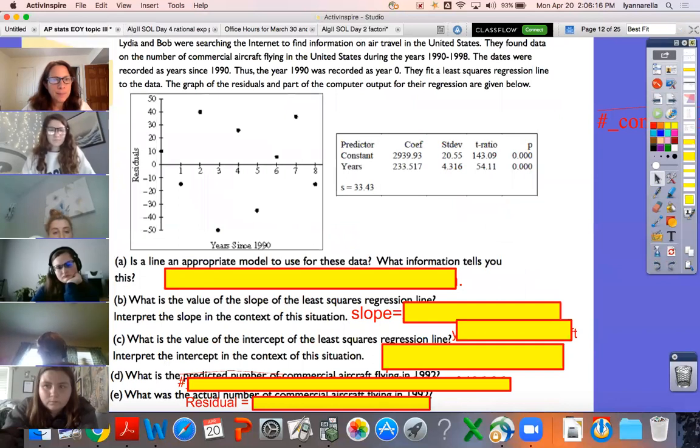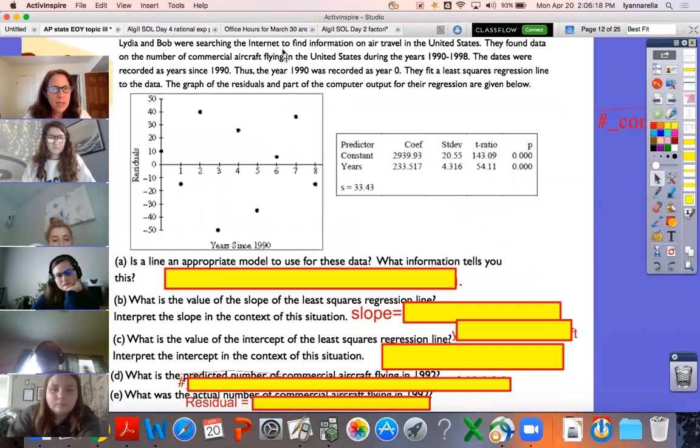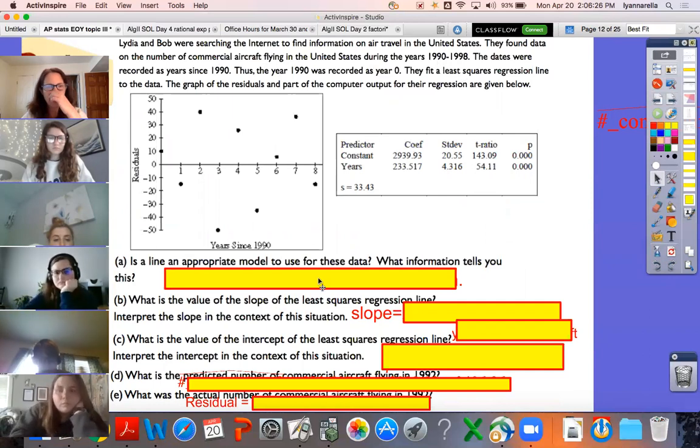Let's see. This is on air travel. How many commercial aircraft were flying in the US from 1990 to 98? And they're making the year 1990 the year zero. So this one would be the year 0, 91, 92, 93, 94, 95, 96, 97, 98. What do you think of the residual plot? Is that appropriate for a linear model?